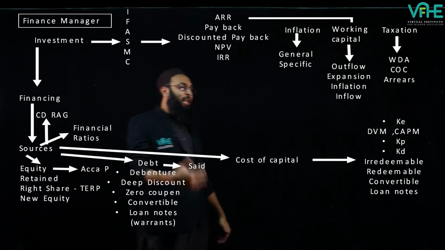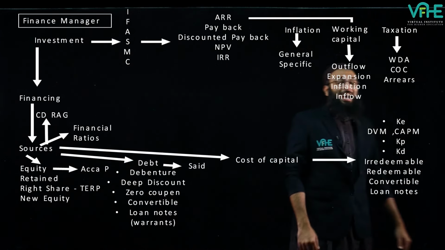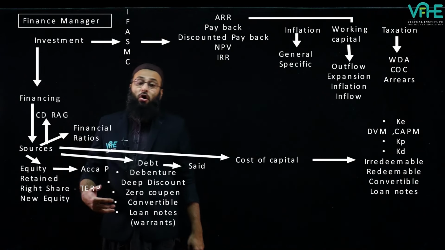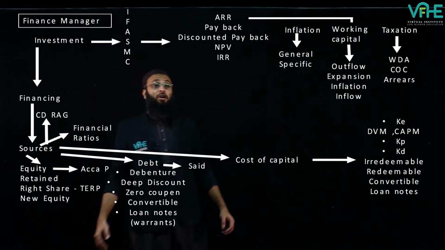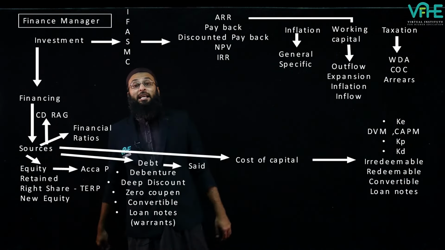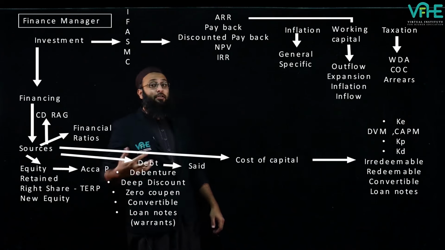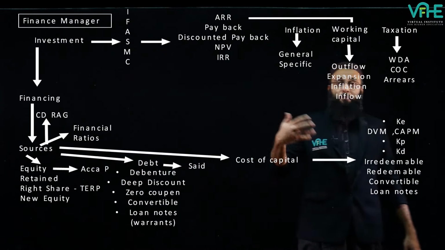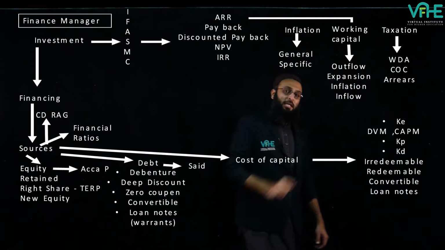So using DVM as a method to work out KE has certain drawbacks. Number one, the assumption of growth rate might be wrong. The share price that you are using, P naught, might be wrong. And the third is DVM is not considering earnings, because if you have earnings, if you have profits, then too you can pay the dividend.